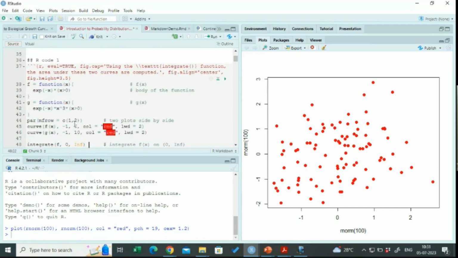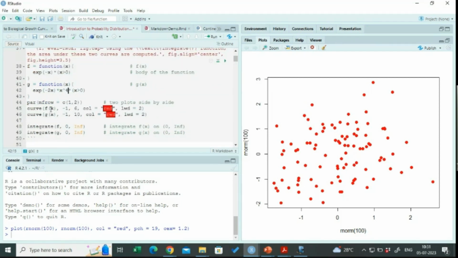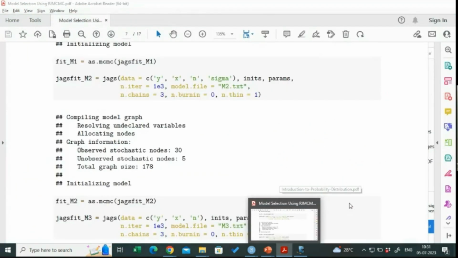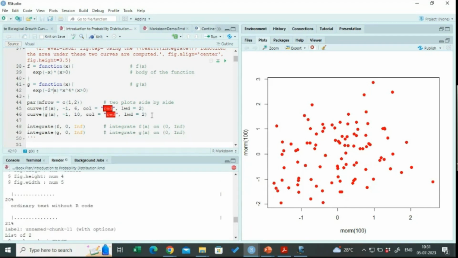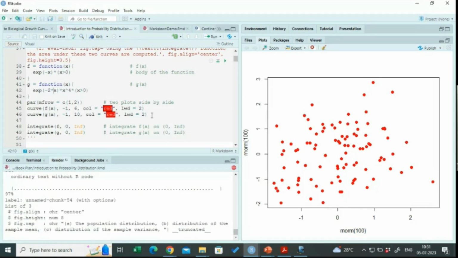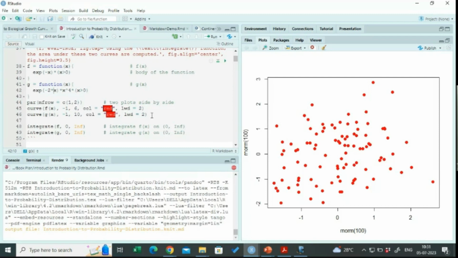Let me make the change here also. E to the power minus 2x into x to the power 4. Let me again execute this document. It will be 2 star x, not only 2x. Let me again execute this document. Yes, it is getting executed. So things are happening live in front of you. It's not that I kept something just for show purposes and you try. No, it is something live. You can very easily do it.